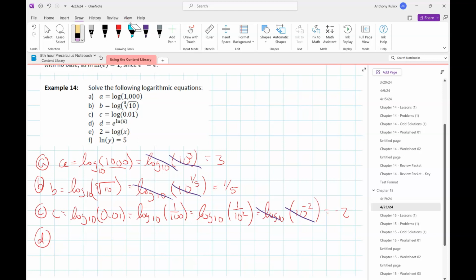So the next one we have is e to the natural log of 5. Remember that ln means log base e. And I know exponent base e cancels log base e. So this is just 5.